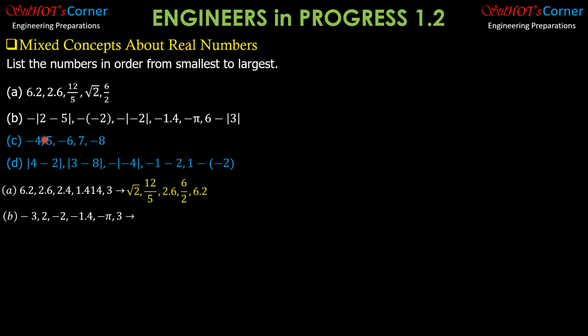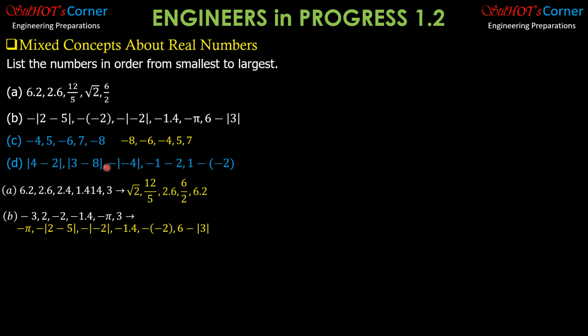Next is negative 3, which is negative absolute value of 2 minus 5. Next is negative 2, which is negative absolute value of negative 2. Then negative 1.4. Then negative of negative 2, or positive 2. Then the last is 3, and 3 is 6 minus absolute value of 3. So negative pi, negative absolute value of 2 minus 5, negative absolute value of negative 2, then negative 1.4, then positive 2, negative of negative 2, then positive 3, which is 6 minus absolute value of 3. So that's it.